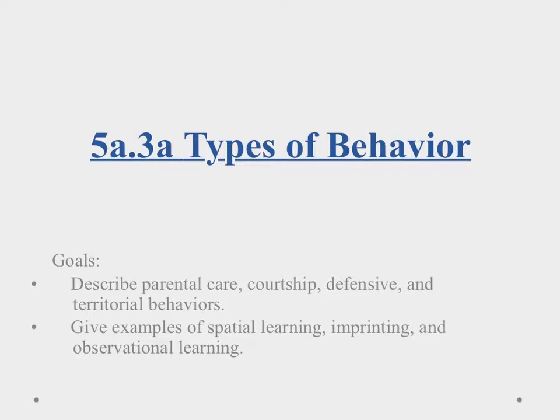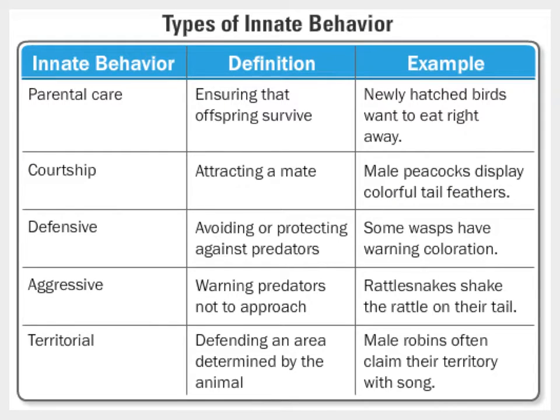In this video, we will describe parental care, courtship, defensive, and territorial behaviors, and we'll give some examples of spatial learning, imprinting, and observational learning. So in this lesson, we're going to talk about types of innate behavior. If you remember, the innate behaviors were focused on either food or safety. Those are the important things we need to make sure we have if we're to stay alive. When we have our innate behaviors, we can break them down into 5 different groups.